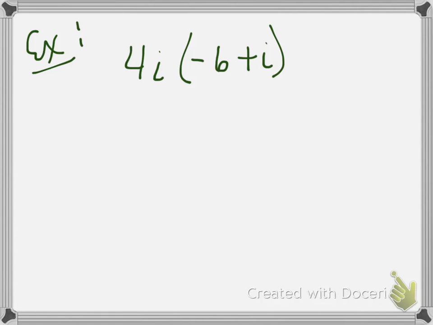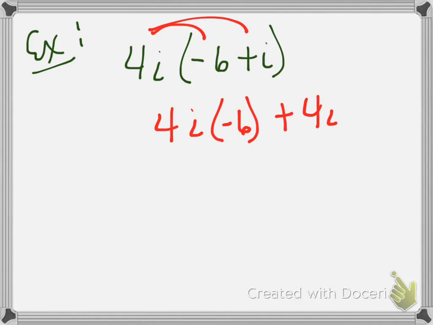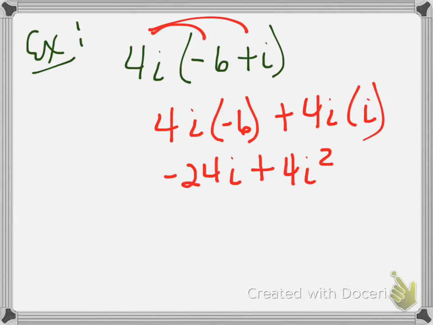We can also distribute with i. If I have 4i times negative 6 plus 4i times i, then I have negative 24i plus 4i squared. And in just a minute we're going to discuss what this actually means, i squared. So let's look at one more example and then we'll talk about what i squared can actually be simplified to.